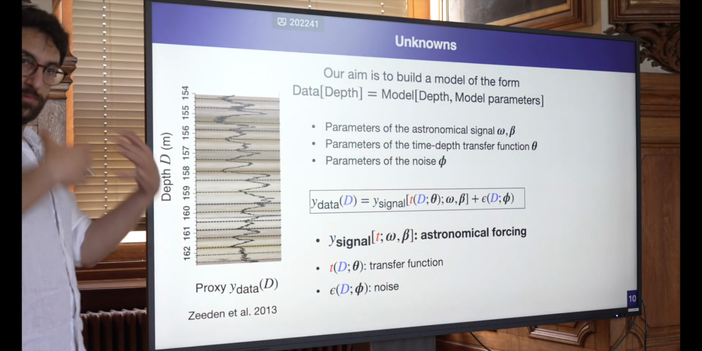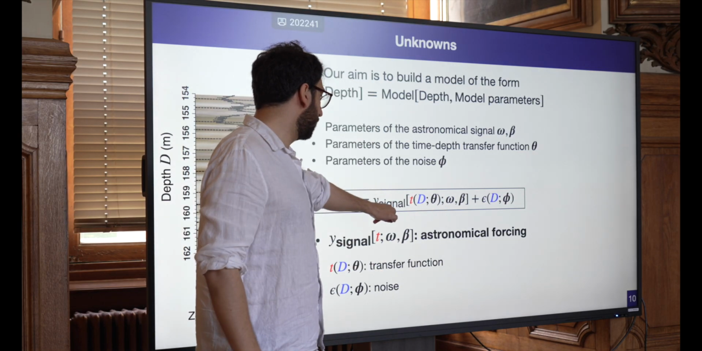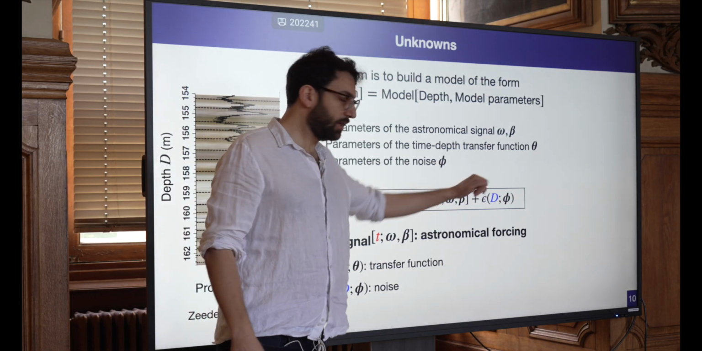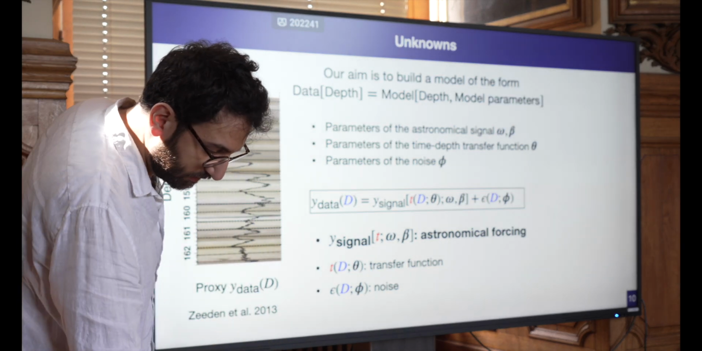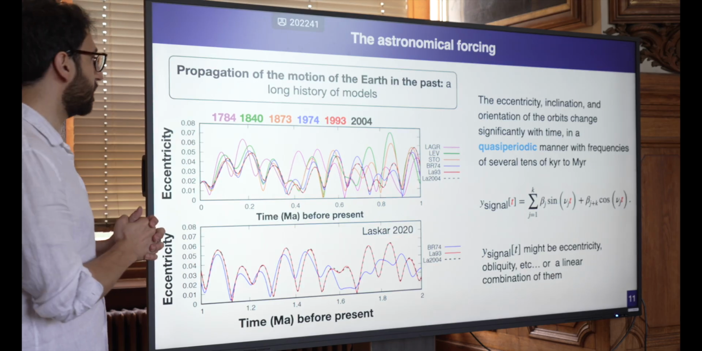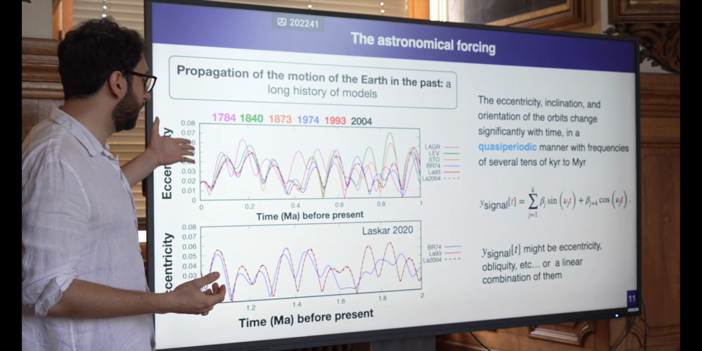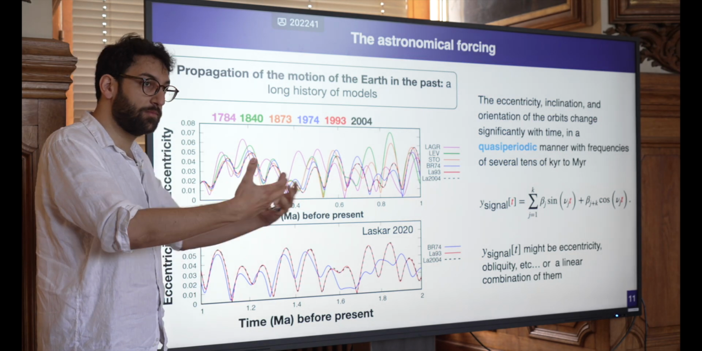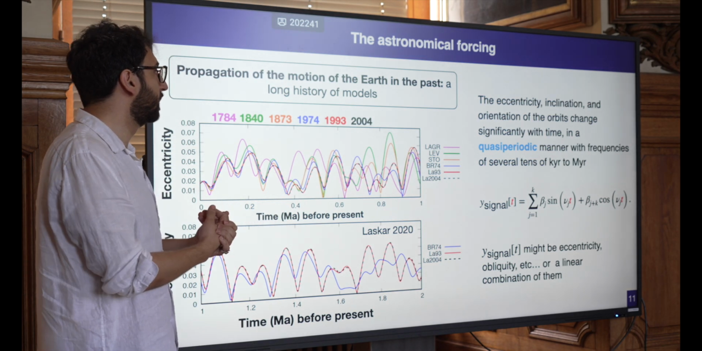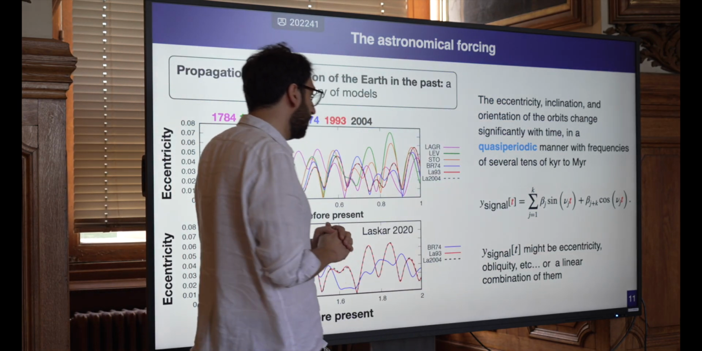So we will go step by step and try to understand these different terms in the equation: the astronomical forcing, the transfer function, and the noise. Let's start with the astronomical forcing. We've just had a lecture by Jacques on this forcing. It's been known for a very long time that the astronomical quantities such as eccentricity, obliquity, and so on are very well modeled as a sum of periodic signals, so a quasi-periodic signal. So you know that you might represent it in this form.